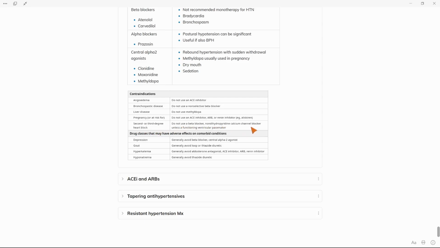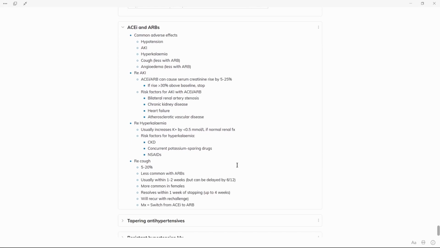calcium channel blocker like verapamil or diltiazem, and then others that we generally avoid. If they have depression, then we avoid beta blockers or alpha-2 agonists because they have a depressive effect. Gout, avoid loop or thiazide diuretics. Hyperkalemia, generally avoid aldosterone antagonists, ACE inhibitors or ARBs. Hyponatremia, avoid thiazide diuretics.